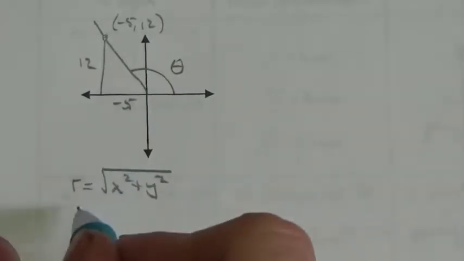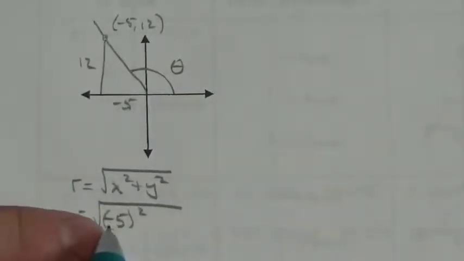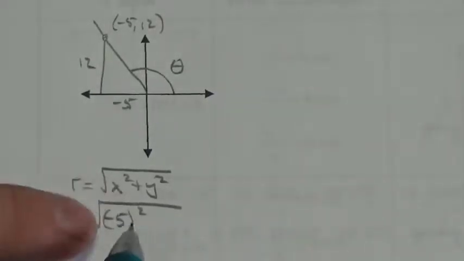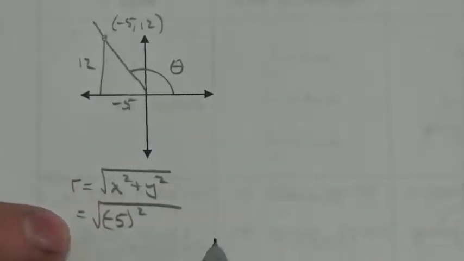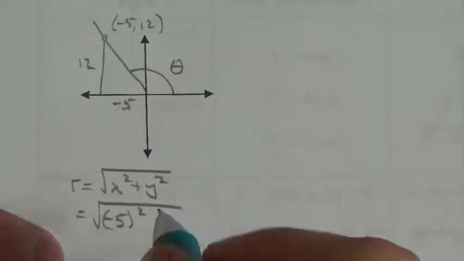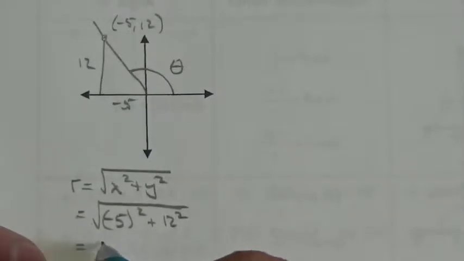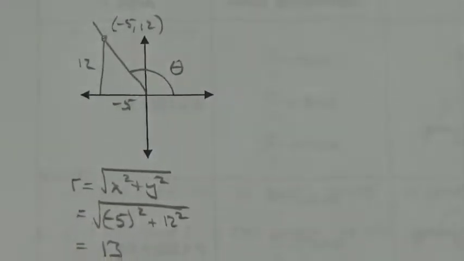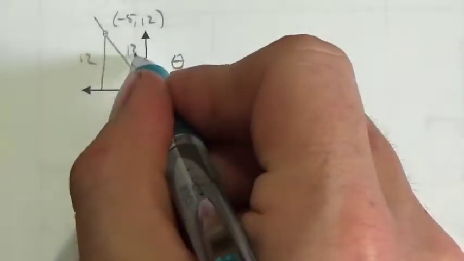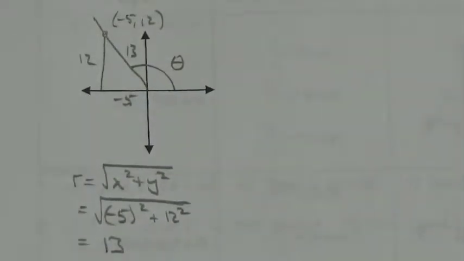So in this case, that is going to be the square root of (-5) squared. Please make sure that when you do this, you put the -5 in parentheses there. If you don't, then you're going to do 5 squared and subtract it from the y squared, and you don't want that. If x is negative, you want that whole thing squared, plus 12 squared, and when we evaluate that, we're going to get 13. So our r value up here is going to be 13, and that allows us to get the trig ratios as long as you know the definitions.